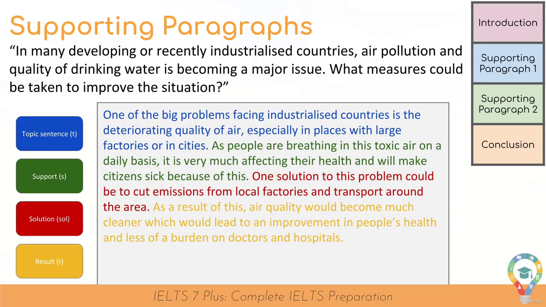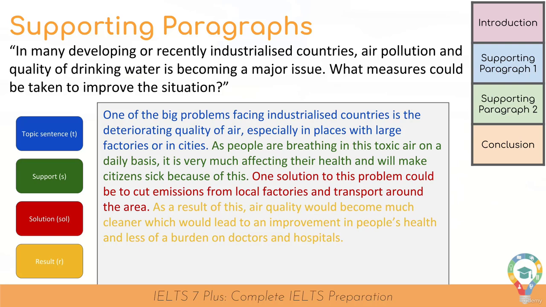So here is my first supporting paragraph discussing problems and possible solutions for air pollution and quality of drinking water. In my first supporting paragraph, which you can see here, I'll only be talking about air pollution. To write a supporting paragraph for a problem solution question, we begin with a topic sentence that gives details as to what problem we'll be discussing. The supporting sentence gives extra information about the problem that we'll be exploring in this paragraph.